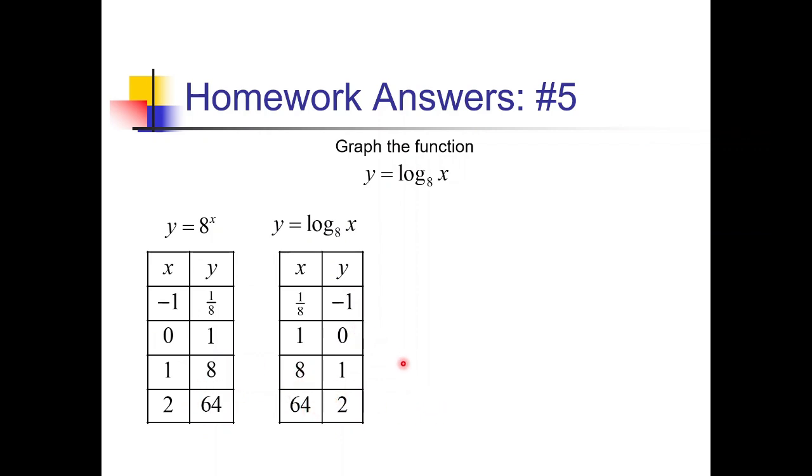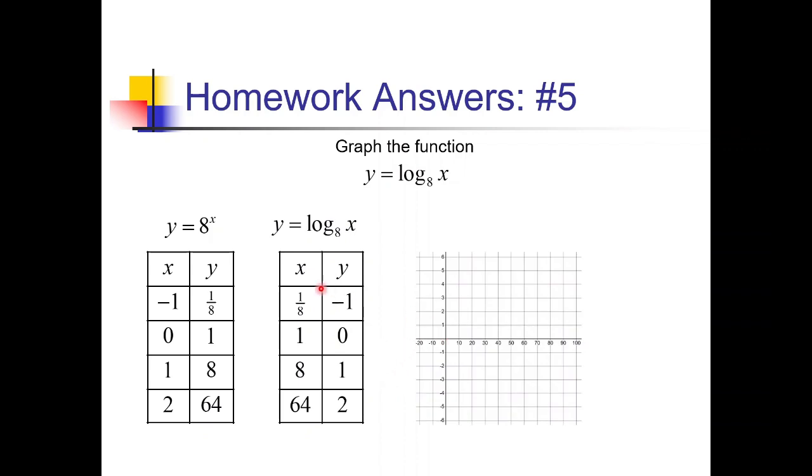And we'll just graph all this out. When I make my x and y axis, I'm going to leave enough space horizontally to get up to this 64. So I'm going to go by tens here. The y values, I'm just going by ones. So we have 1/8 comma -1. So that's really close to the y-axis there. 1 comma 0 is still pretty close to the y-axis up there. Then 8 comma 1 is around here. And 64 comma 2 is somewhere over here.